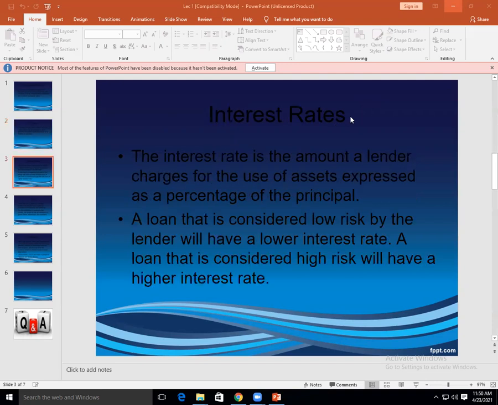Moving forward, interest rates. The interest rate is the amount a lender charges for the use of assets, expressed as a percentage of the principal. A loan that is considered low risk by the lender will have a lower interest rate, and a loan that is considered high risk will have a higher interest rate. For example, if you want to get some loan from the bank, they will charge interest. Now the rate of the interest varies. If it is highly risky, a high interest rate will be charged, and if it is low risk, a lower interest rate will be charged.